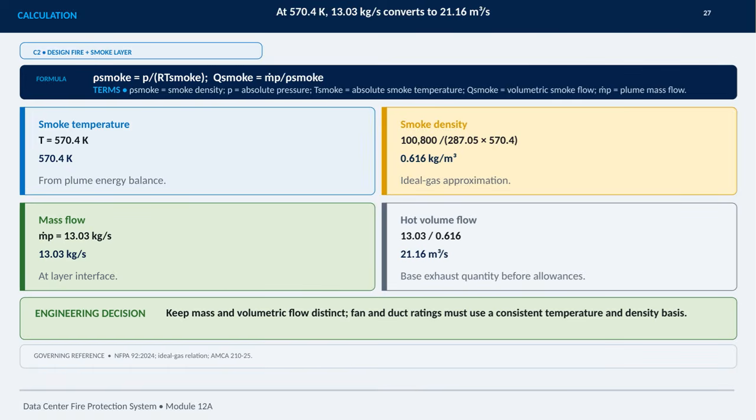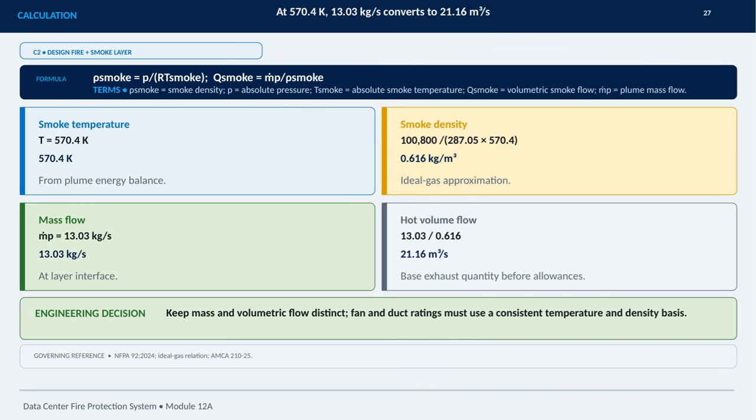Smoke density equals absolute pressure divided by the gas constant times absolute smoke temperature, and volumetric flow equals mass flow divided by density. Here, the smoke temperature from the plume energy balance is 570.4 Kelvin. Using an absolute pressure of 100,800 pascals and a specific gas constant of 287.05, the calculated smoke density is approximately 0.616 kilograms per cubic meter.